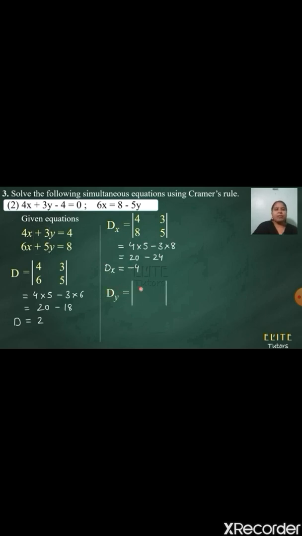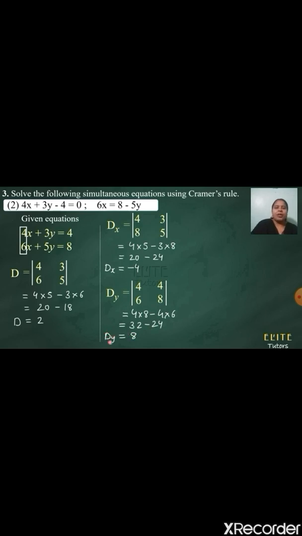Now let us come to the next step, that is dy. In this method also, in the place of y we will write the constant, that is c1 c2, 4 and 8, and in the place of x we will write the x coefficient. So it is actually a1 a2 c1 c2. So 4 6 and 4 8. The same way we have to find out the value of this determinant. 4 into 8 minus 4 into 6. So 32 minus 24. And we get 32 minus 24 as equal to 8.